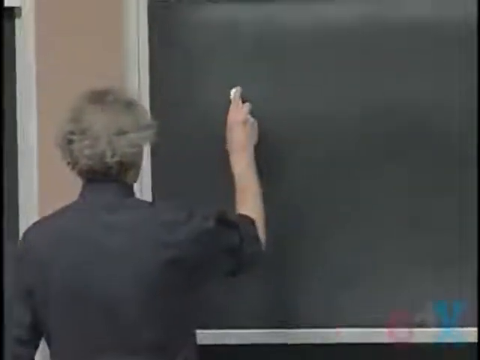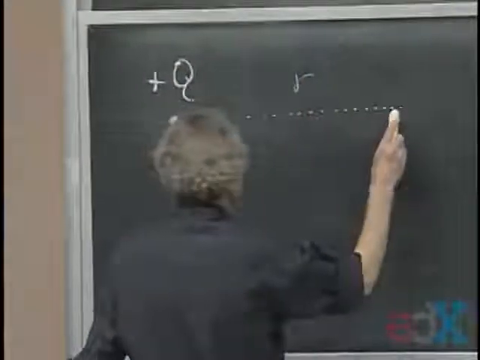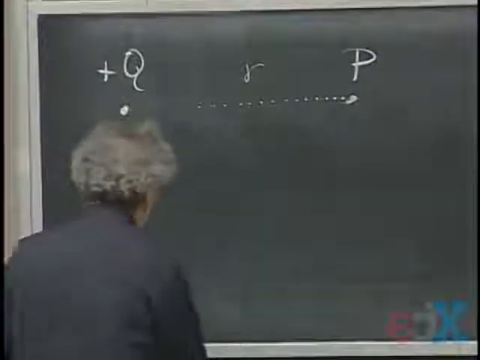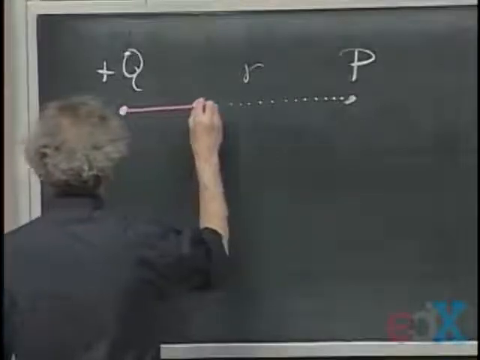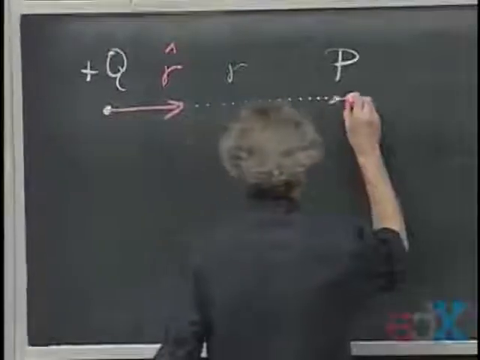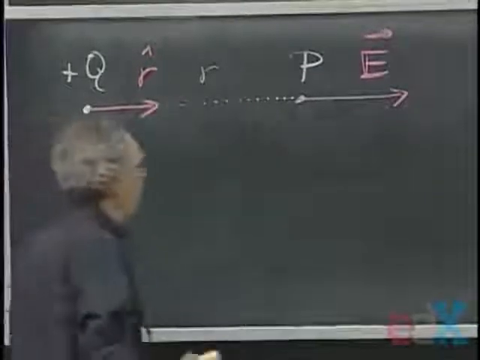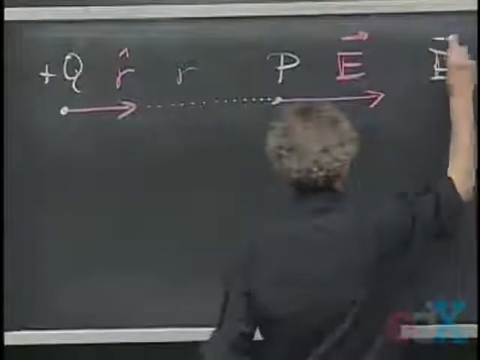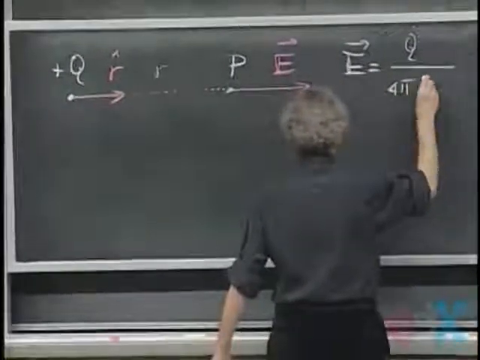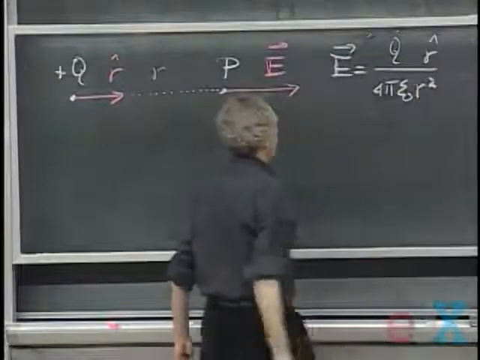I have here a charge plus Q, and at a distance r, at that location P, we know what the electric field is. We've done that a zillion times. This is the unit vector in the direction from Q to that point, and we know that the electric field is pointing away from that charge, and we know that the electric field, E, we've seen that already the first lecture, is Q divided by 4 pi epsilon 0 r squared in the direction of r roof.